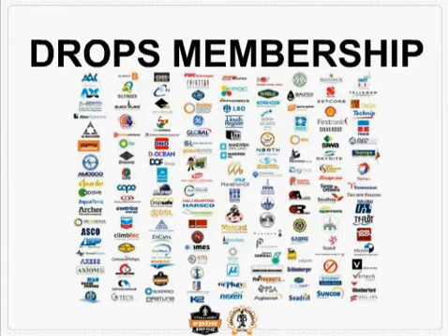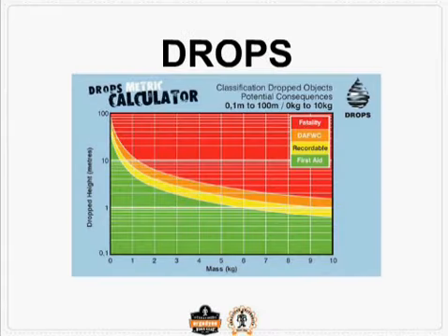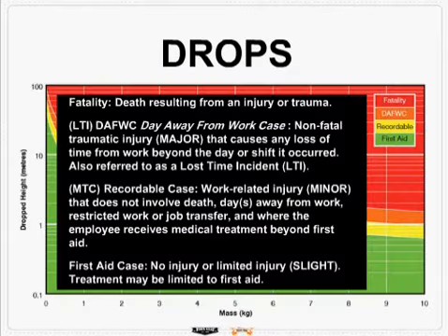An example of one of the tools that the DROPS organization has created is this Dropped Object Potential Consequences Calculator. What this does is allow individuals to categorize what the potential consequence might be if a dropped object happened. The different colors you see here represent different severities of an incident. Red being fatality, the orange being a day away from work case, the yellow being a recordable case, and then the green being a first aid case.